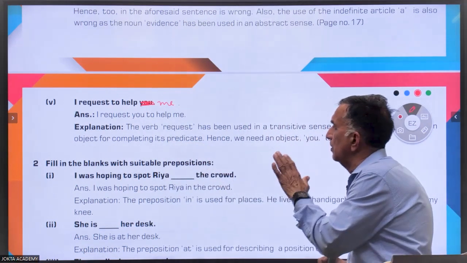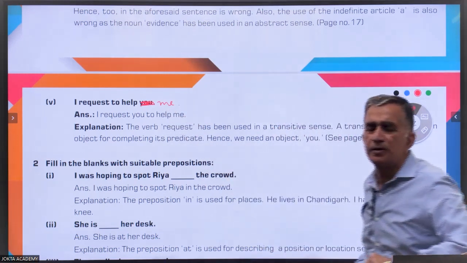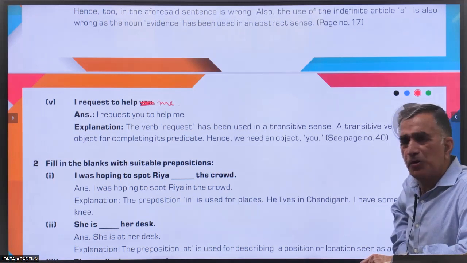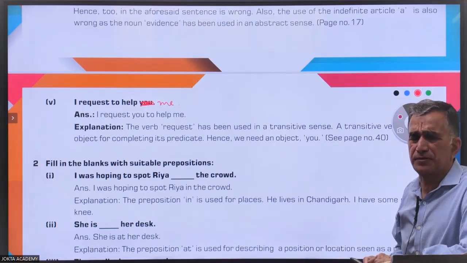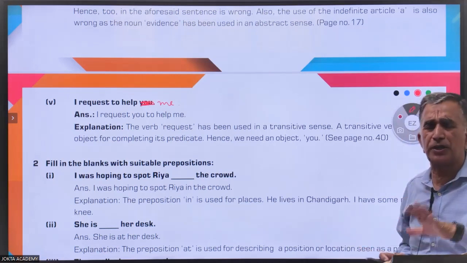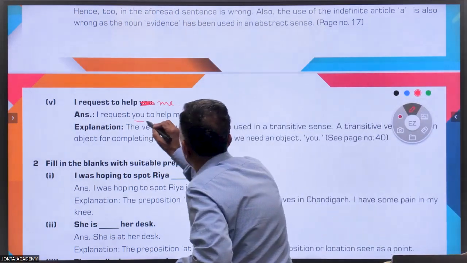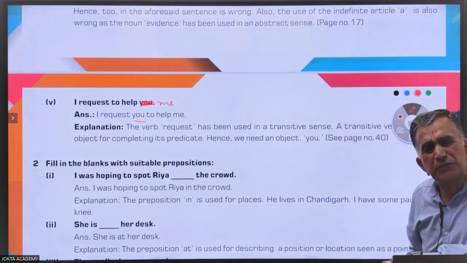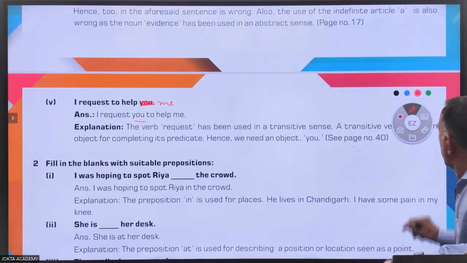I request to help me. It is a typing mistake, so word is me. Sentence given in the question paper is, I request to help me. Now, request here has been used in a transitive sense. A transitive verb needs an object to complete its sense. So, I request you to help me. For the use of verbs transitively as well as intransitively, you can consult page number 40 of our book.